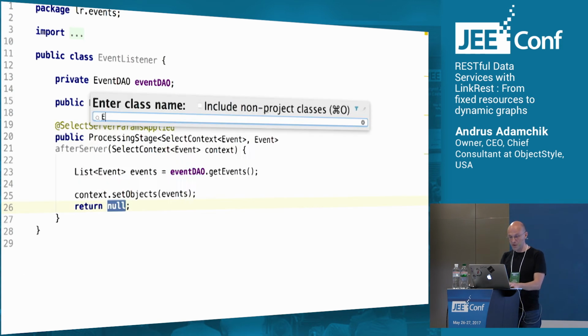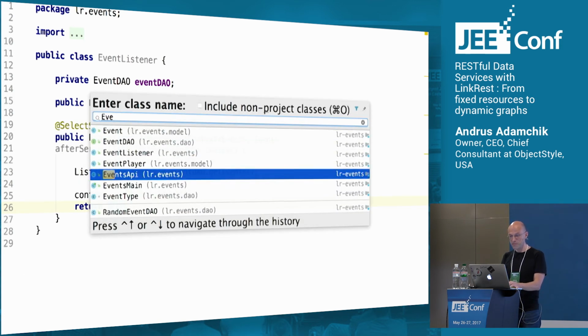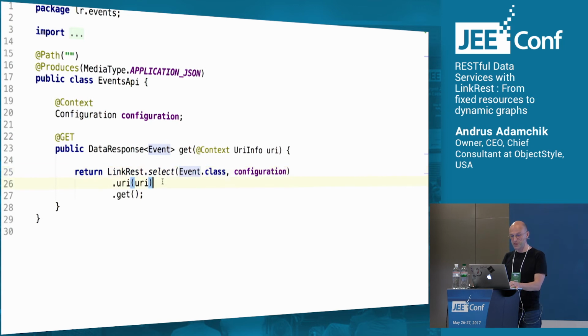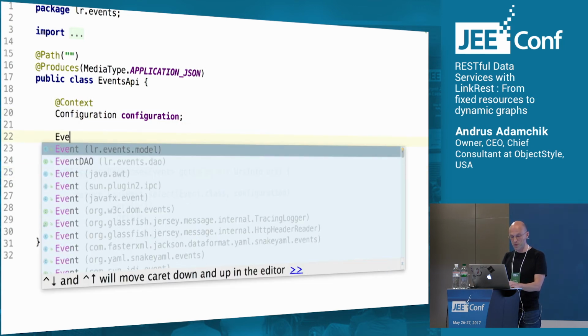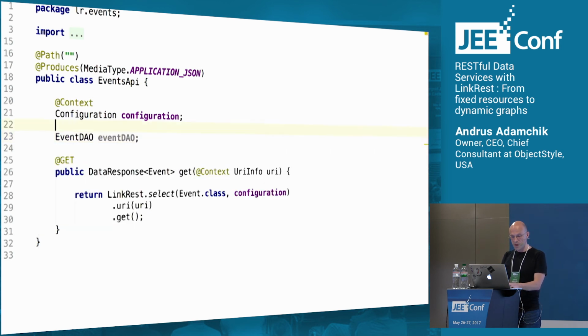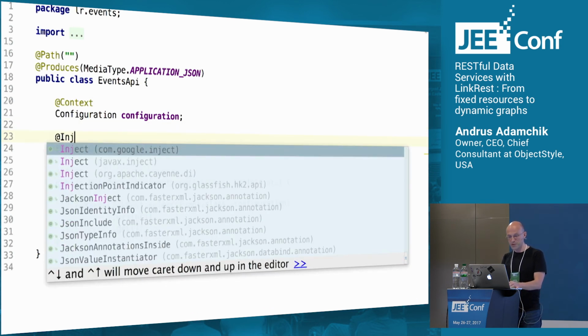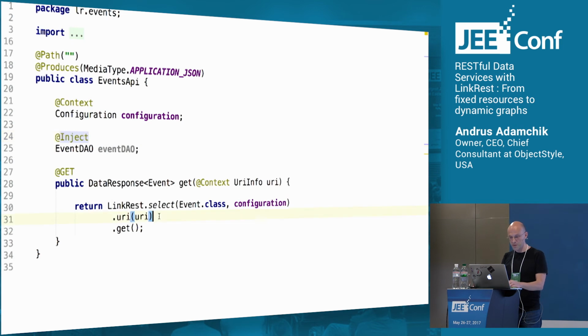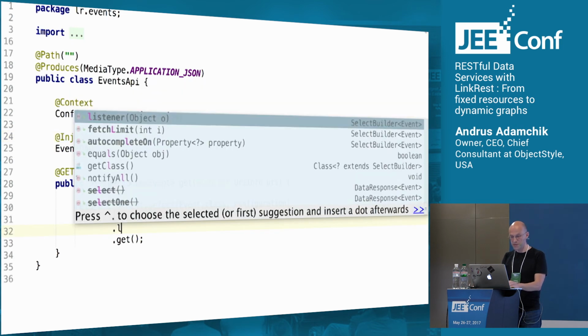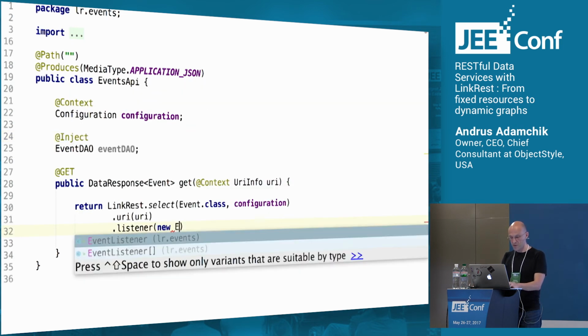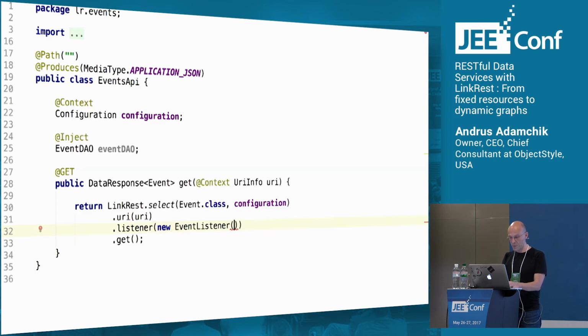Now we need to go to the event API and add this listener in here. But first we need to get a hold of our event DO. It's injectable via Bootique. And here we create a listener, a new event listener. Of course, this can be cached. You don't have to create it every time. It's just here I'm showing it for simplicity.